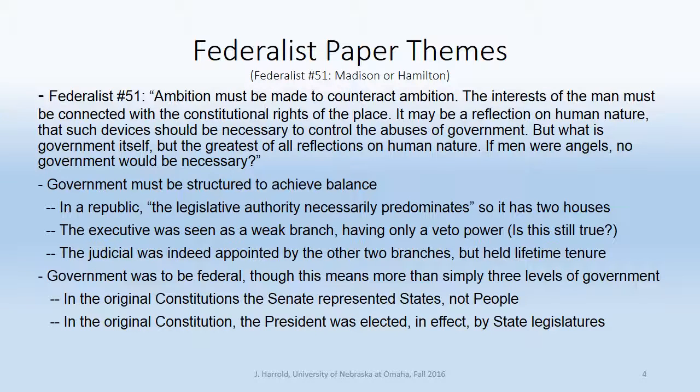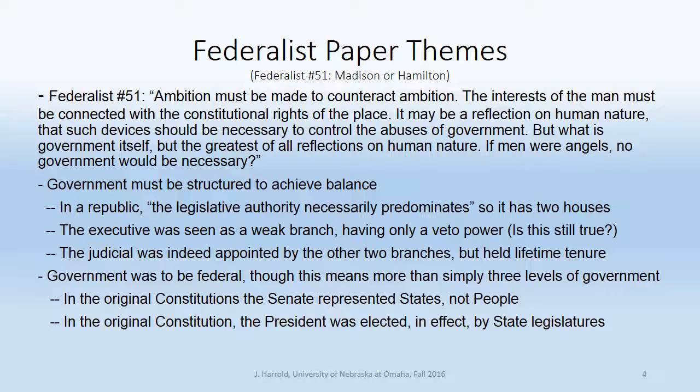So is it still true that the executive is the weakest branch? That actually maybe started changing right away, as early as 1800. And then the judicial was indeed appointed by the other two branches, but held lifetime tenure, so it had that advantage over the other two branches. And then finally, government was to be federal. And this does mean more than just three branches of government.